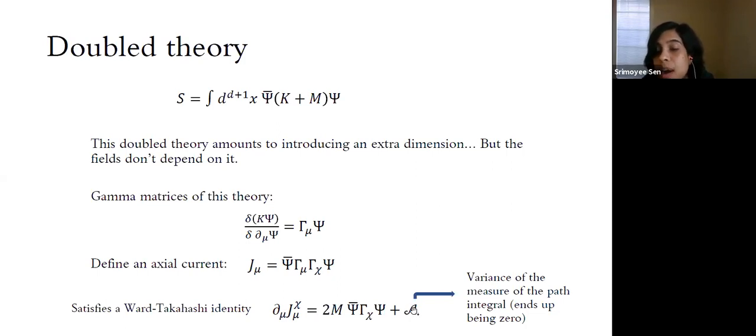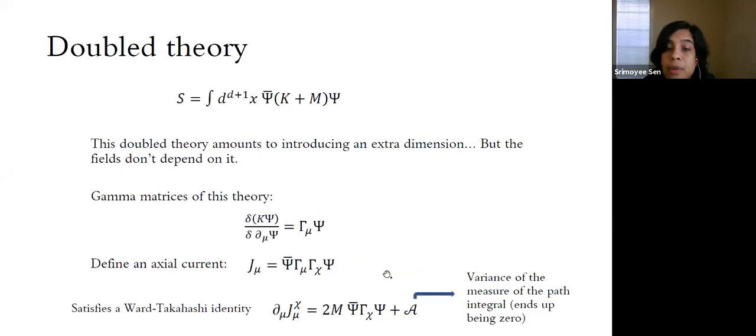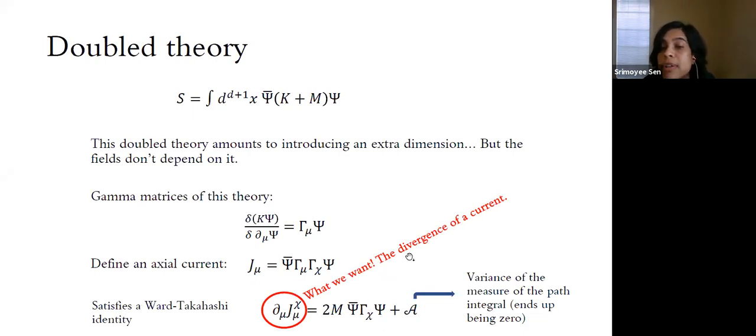The A that I have here comes from the variance of the path integral measure, which Fujikawa calculated in his paper for the first time. In these double theories, it turns out that this contribution ends up being zero, so I will keep dropping this term from now on. But as you can see, I showed you earlier that this is the index, right? And so I'll be able to relate the index with the divergence of this new current. So this is what we wanted. We wanted to relate the index of the Euclidean Dirac operator to the divergence of a current. So that's what we have been able to do.